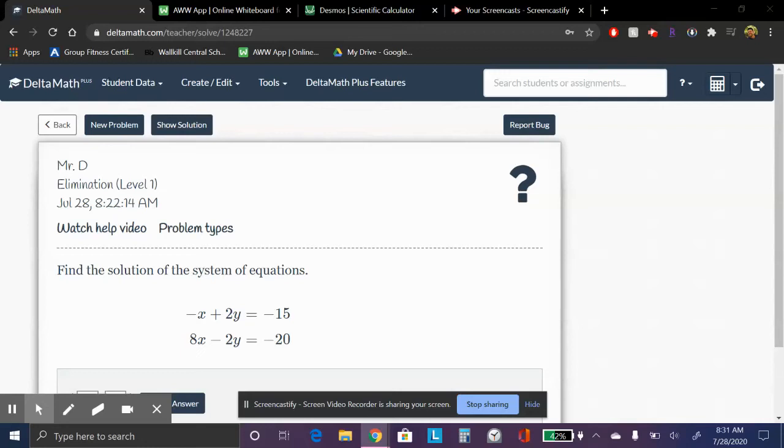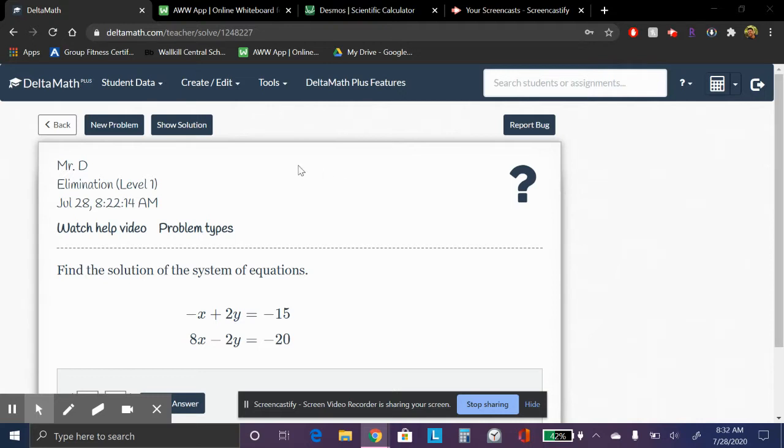In today's video, we are going to be solving systems of equations using the elimination method. Now, previously, we've learned how to solve systems graphically, where we graph two lines and saw where they intersect, if they intersected, and that point where they intersected would be our solution set.